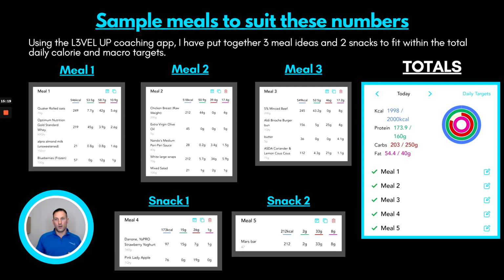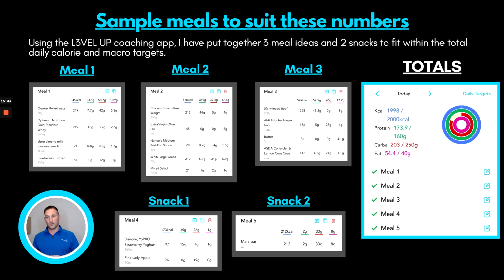Okay, so meal 1, very simple. I've kept this really simple just so that you can see exactly how we can go about this, how we use the app to build your meals up like this. So meal 1, we've got 70 grams of oats, we've got some whey protein in there, we've got some unsweetened almond milk, and we've got some frozen blueberries.